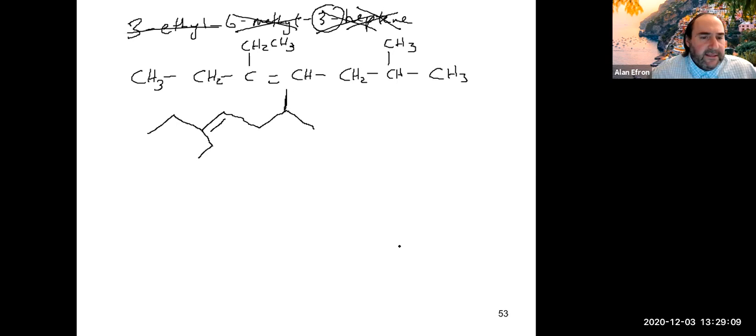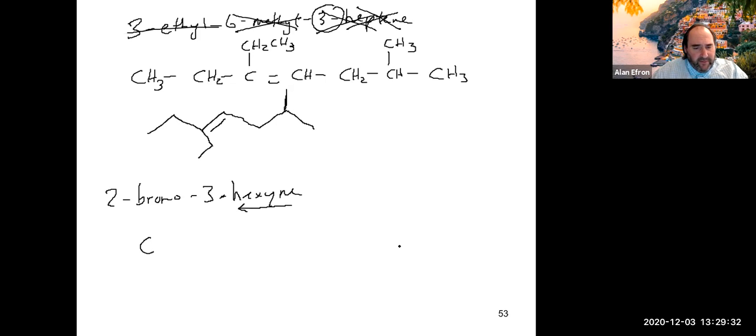That then leaves us, what we have there, 2-bromo-3-hexyne, I think. 2-bromo-3-hexyne. And same sort of pathway here. We have hexane basically, which is 6. YNE tells us a triple bond. So we'll start with our base of 6.